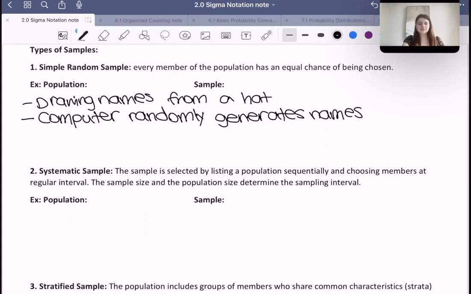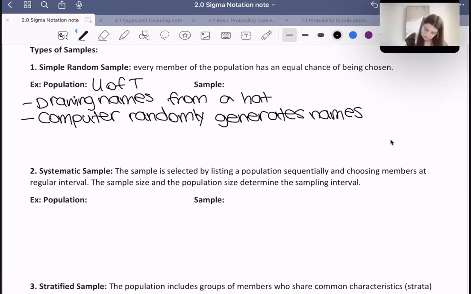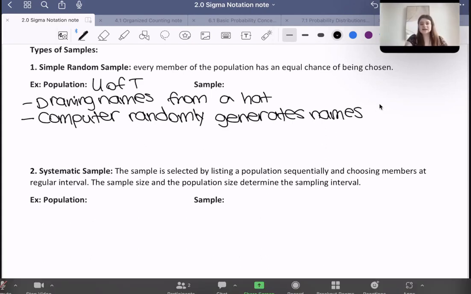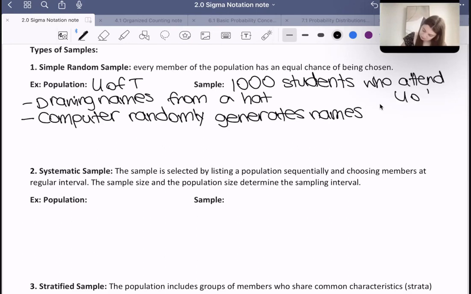Awesome. All right. So an example of this is, let's say that the population is the school. So let's say U of T, and the sample is, let's say we choose, I don't know, 1,000 students who attend U of T, right?